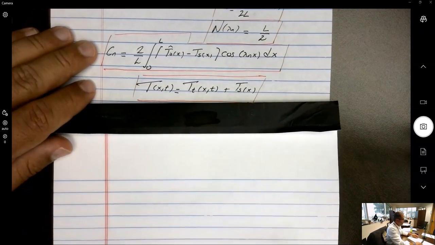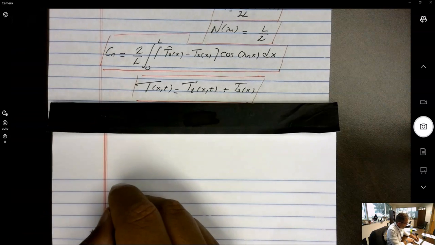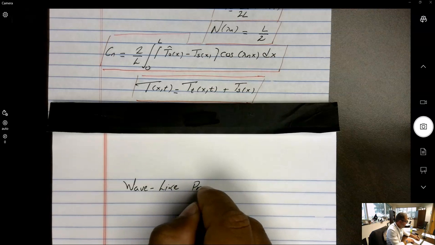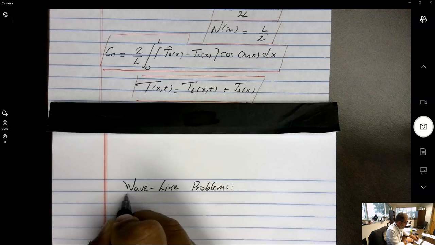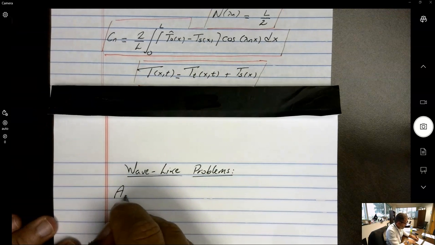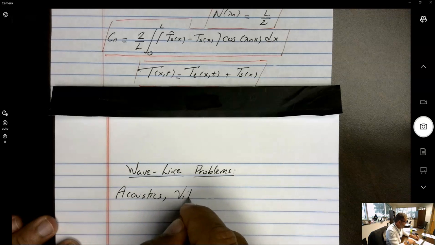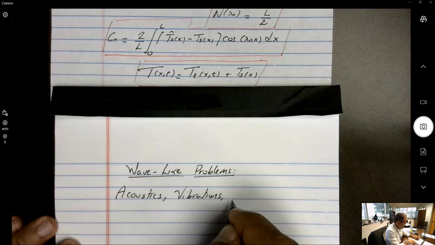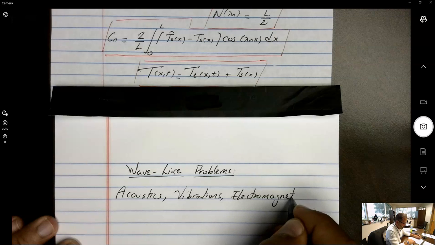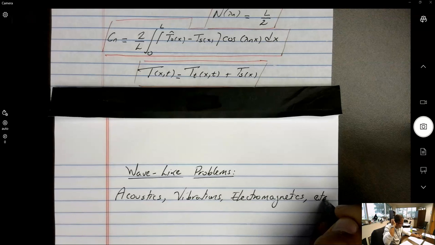But what if you have a wave-like problem? Can we address these type of problems using the same techniques that we're learning here? Wave-like problems. Let's see. Wave-like problems could arise in acoustics, vibrations, and electromagnetics, and optics, and many other fields, etc.